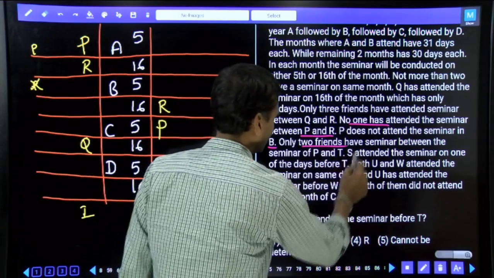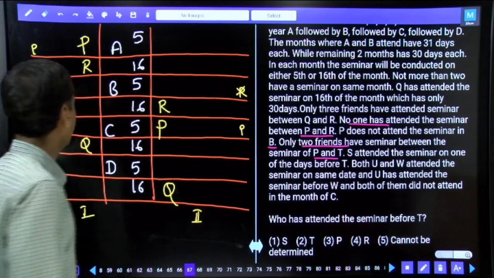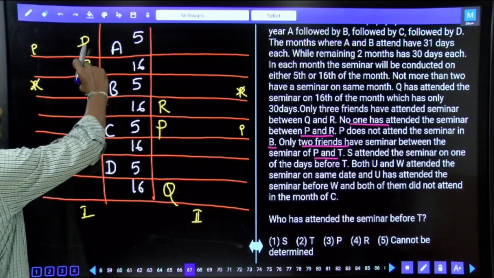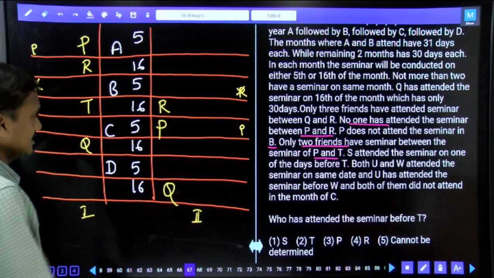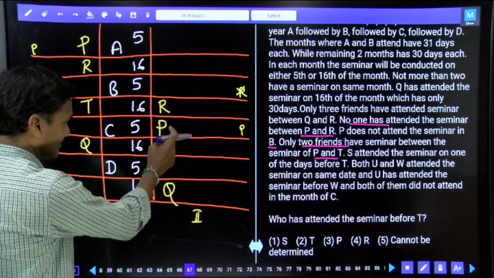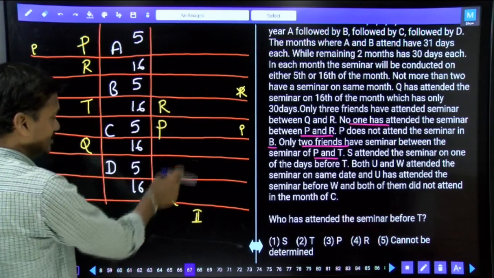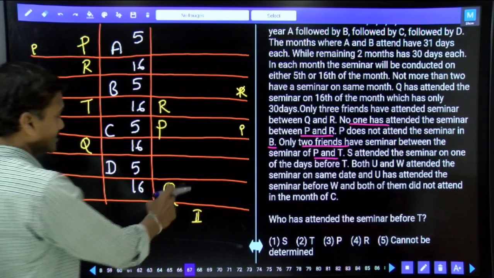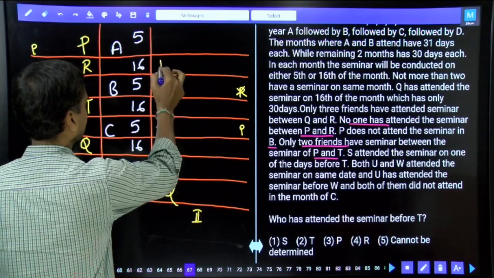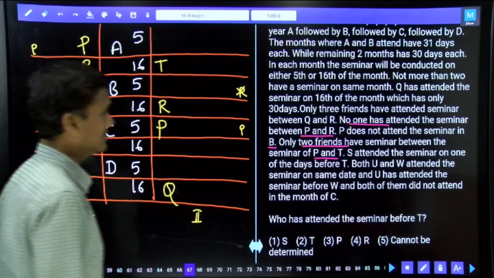Next one, only two friends have seminar between P and T. In between P and T, there must be exactly two friends, 1 and 2, hence T must be here. And in the second case, between P and T, T could be either after this P or before this P. After this P is not possible because then Q and T must be in the same place. Hence, T cannot be here; 1, 2, T must be here. Only two persons between P and T.